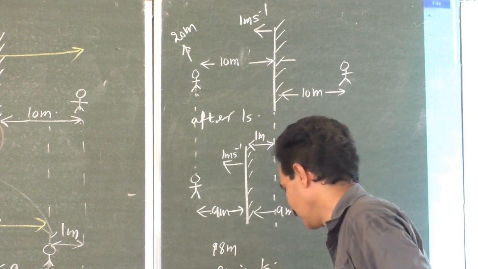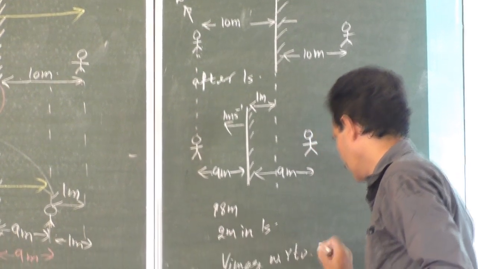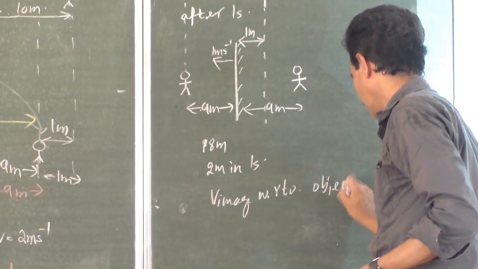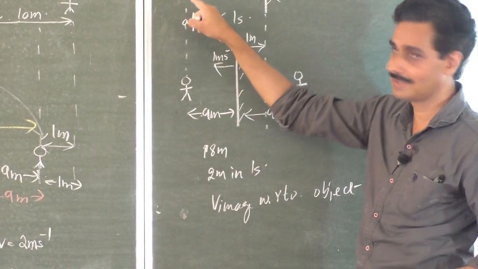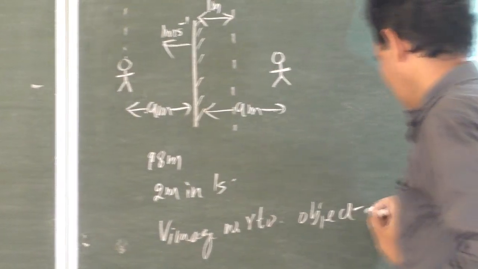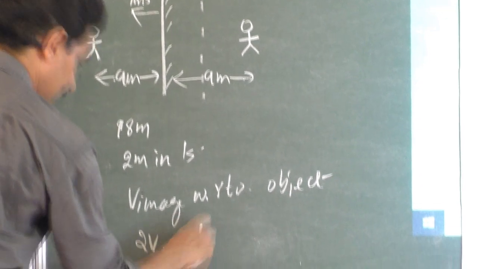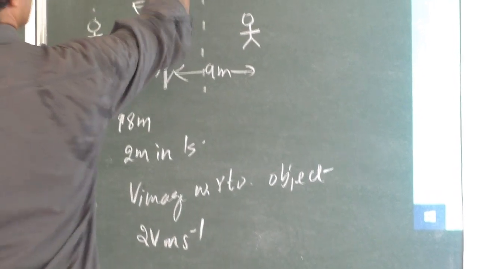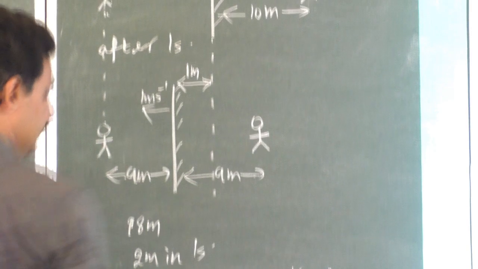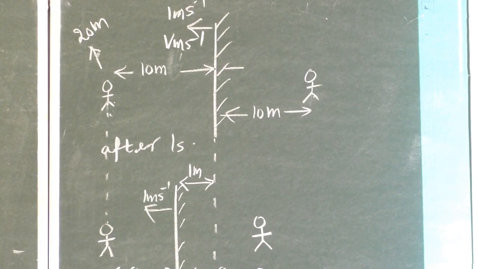So for the velocity of the image with respect to the object, the object itself is stationary and the mirror is running towards you. So with respect to the object it is 2v meter per second. If the mirror is moving with v meter per second, the image moves at 2v. So this is how you do it, right?